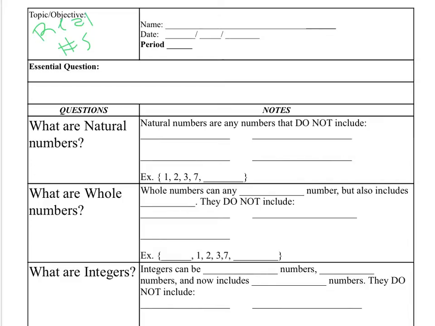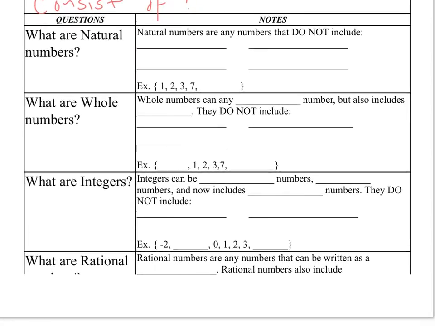Okay, and the essential question that we're going to answer in this video is, what do real numbers consist of? Question mark. Okay, and real numbers really consist of two different sets of numbers, and they are irrational and rational. Let's go ahead and start on the side of rational numbers.